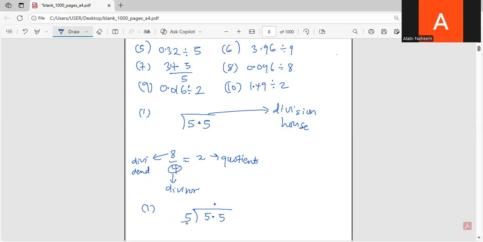Now let's divide. You start with the leftmost number in the dividend. This is the dividend 5.5. What's the leftmost number there? 5. 5 here is the leftmost number. Start with the leftmost number in the dividend. 5 in 5, that's 1. So we have 1. Then 5 times 1 is 5.